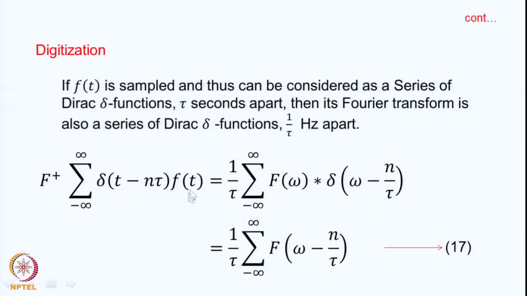So if I take the Fourier transform of that, then from the previous theorem I get the convolution of the Fourier transform of this function and the Fourier transform of this function, so that I get a convolution of these two frequency domain spectra, and eventually that is represented in this manner: 1 by tau, summation over f of omega minus n by tau. So this is a series of spectra. What it implies is there is a series of spectra which are separated by 1 by tau, and this has important implications later, as we will see, for the folding of signals and so on.